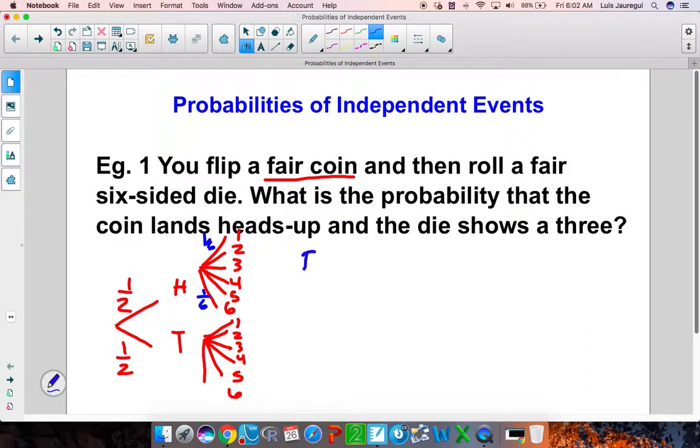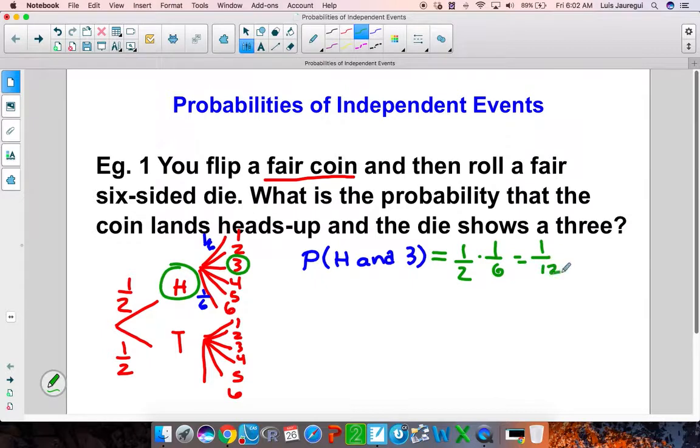Now, what we're interested in is the probability of getting heads and 3. So by looking at my tree diagram, I want heads and a 3. And all I'm going to do is multiply the respective probabilities. So that will give us 1/2, the probability of H, and then 1/6, the probability of my 3. So doing basic computations, 1 times 1 is 1, and 2 times 6 is 12. Therefore, using your tree diagram, we get that the probability of getting heads up and a 3 will be 1/12. So that's based on the first approach.